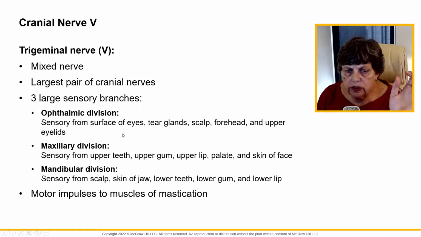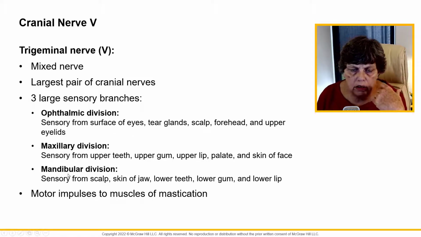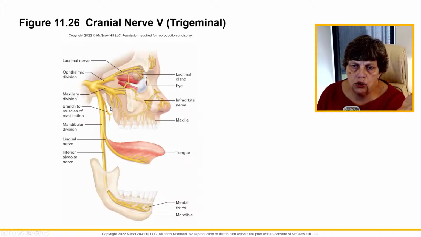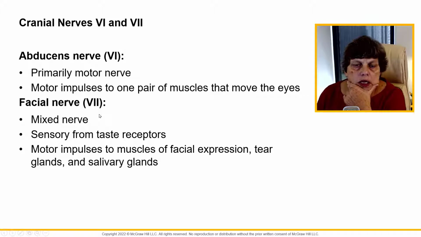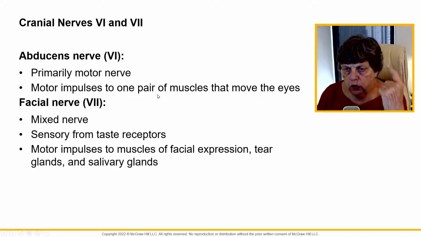There are 3 branches to that, one going to the eyes, one going to the upper teeth and the palate and the skin of the face, and then one down into the jaw. So this is primarily the impulses of the muscles to allow us to chew, but you can take a look at where they're going. The abducens, which is 6, or used to be called the accessory. This is a motor nerve. It's the impulses to one pair of muscles that move the eyes.